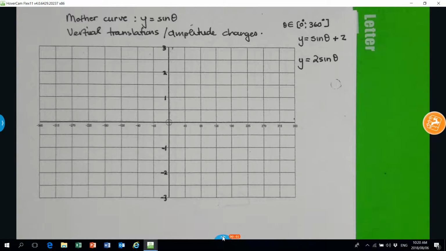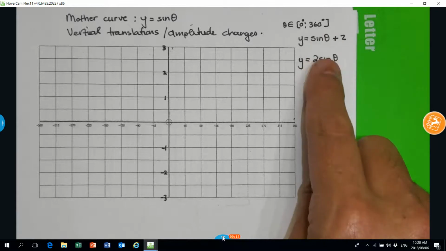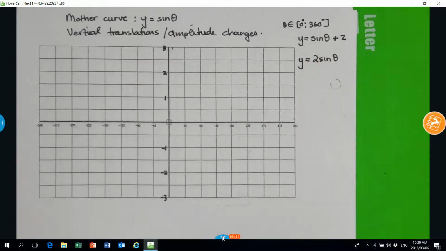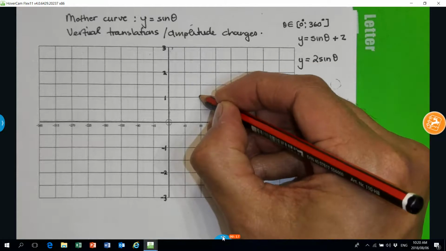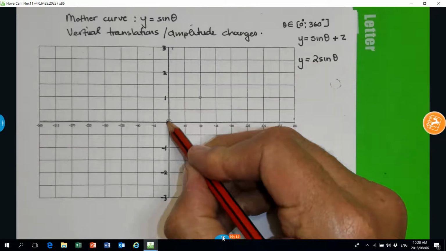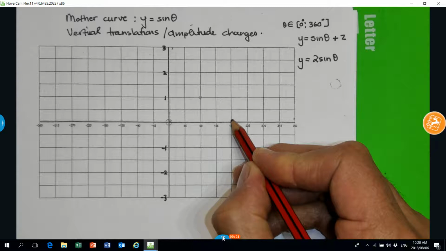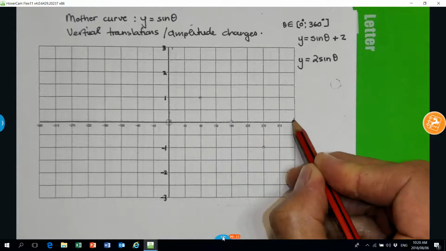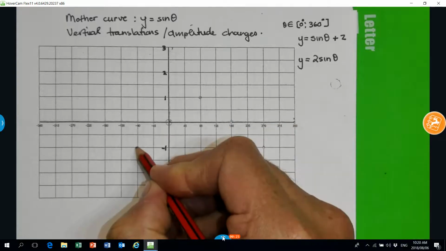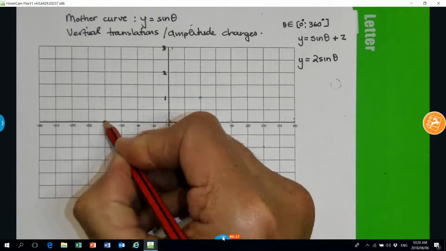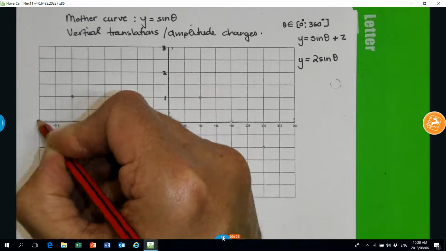Okay folks, we're still dealing with vertical translations or changes to the mother curves of sine. The mother curve for any of these two graphs is going to be y equals the sine of theta. So remember what we said, know the points. Zeros there, maximizes, zeros, minimizes, and it's zeros over there. In the negative direction it would continue in the same fashion.